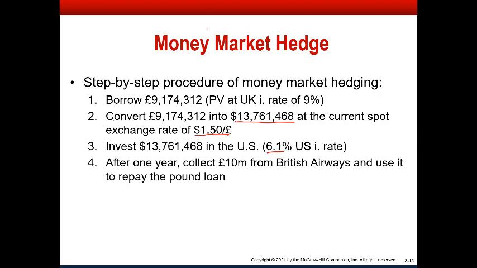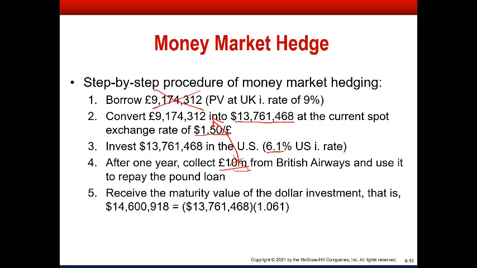After 1 year, collect your $10 million, which now this loan has matured and has $10 million due at maturity. So you exactly offset that with the $10 million receivable. And you will receive the maturity value of the US dollar investment, $13.76 million, compounded at 6.1%, so times 1.061 to the first power. So you wind up with roughly $14.6 million in proceeds.